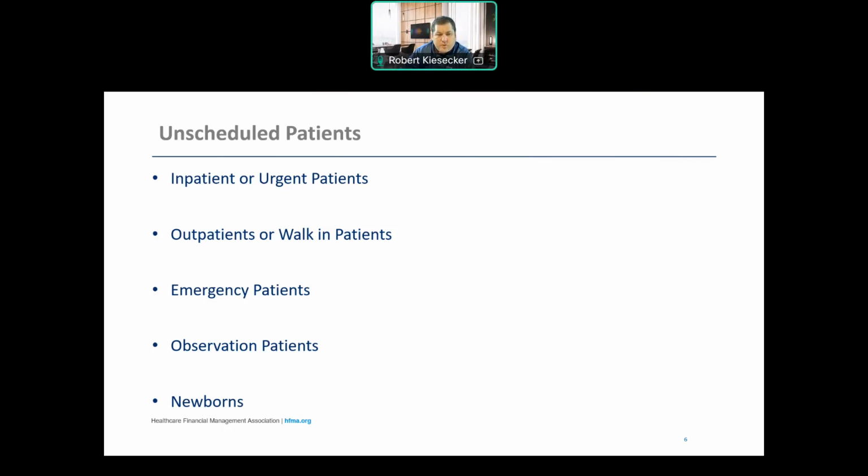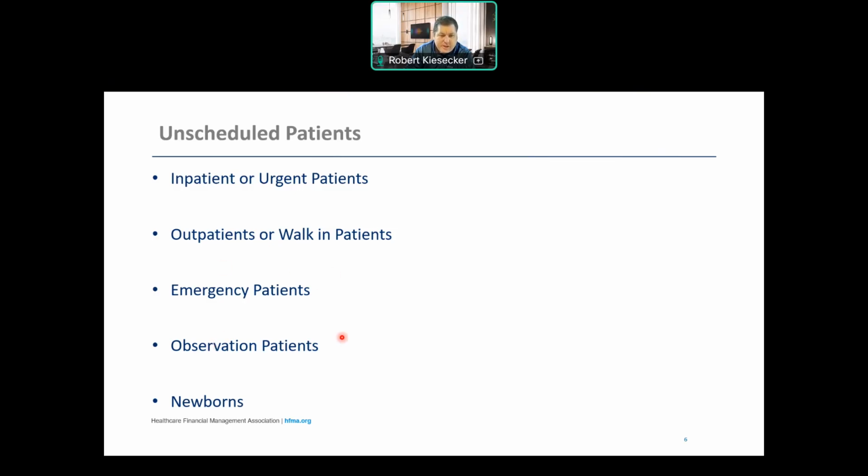We talked about inpatient and urgent patients as it relates to that emergency situation, and outpatient and walk-in patients. A lot of clinics allow walk-in patients to come in, especially on Saturdays or off hours, and it allows us to get those patients into the clinic a little bit quicker. Emergency patients, really the ED is the best example.